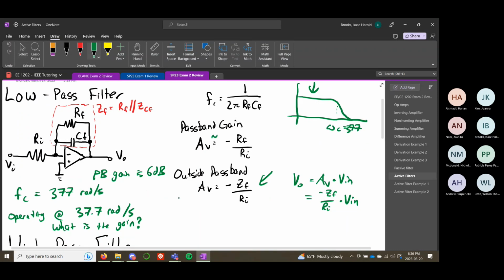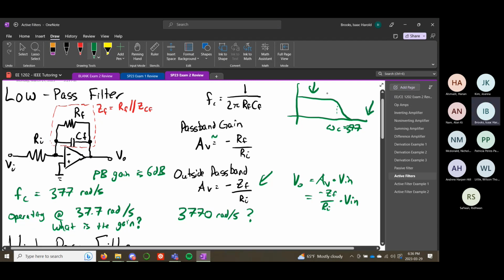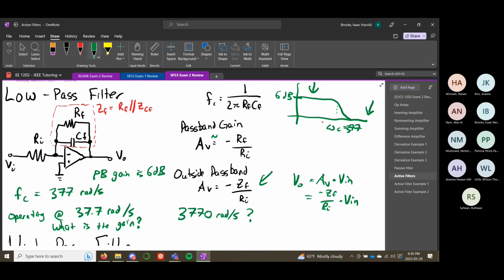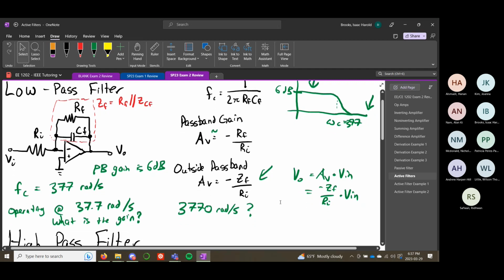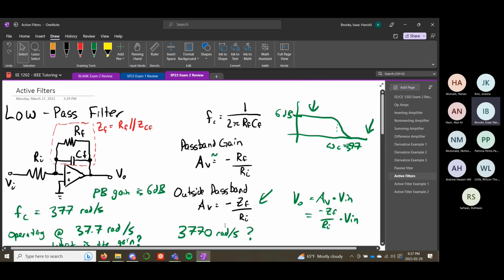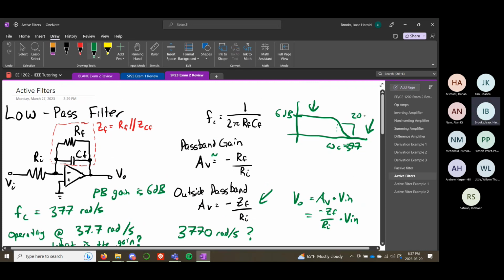So if we were to go to 3770 radians per second, what would be the gain? Well, then we're operating over here. Our passband gain is 6 decibels. So here's where we would have to use that linear property, where the slope here is 20 decibels per decade. And then you have to think about, do I add or subtract?